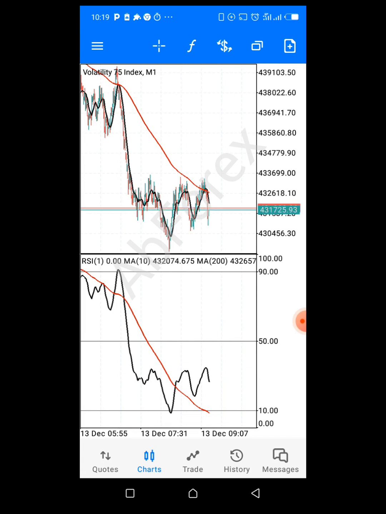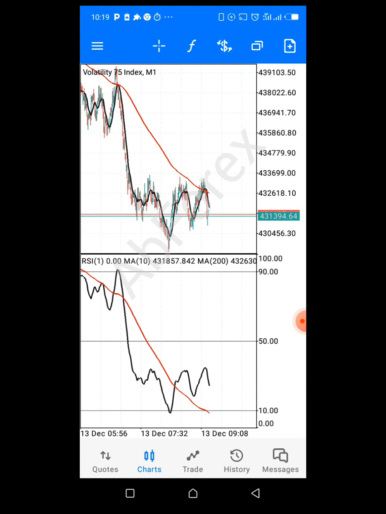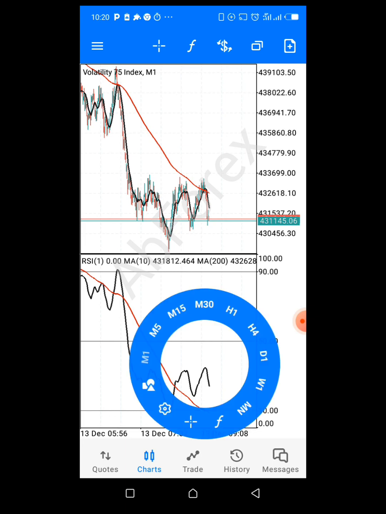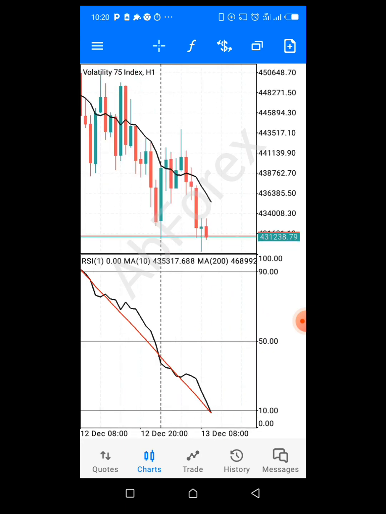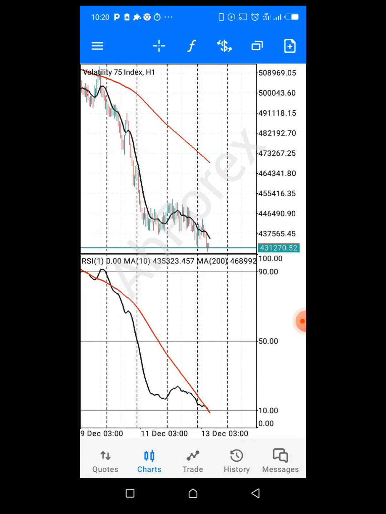So this is how it works. We use the 1 hour time frame to look at the direction of the market, where the market is heading to. We use the 30-minute time frame to confirm, and we use the 5-minute time frame to execute our trade. So this is what I mean. Let's go to our 1 hour to see the direction of the market.